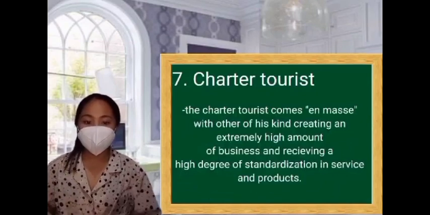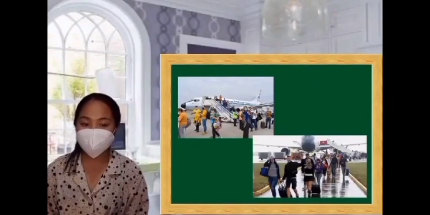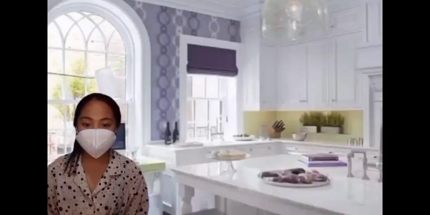The character tourist comes in mass, with others of his kind creating an extremely high amount of business and receiving a high degree of standardization in services and products.